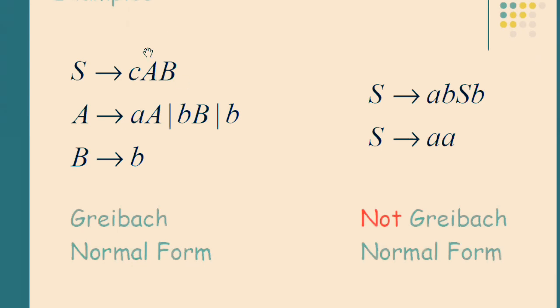Okay, see here, the example says S tends to CAB, A tends to AB or BB or small b, B tends to B. First check whether it is in Greibach normal form. Yes, the first one is in Greibach normal form. This is terminating, the other two are non-terminating. Second one, yes, it is also in Greibach normal form. Third one is also in Greibach normal form. So the given grammar is in Greibach normal form. But look at the second one, the given grammar is not in Greibach normal form here. So our main agenda here is to convert this to its equivalent Greibach normal form.